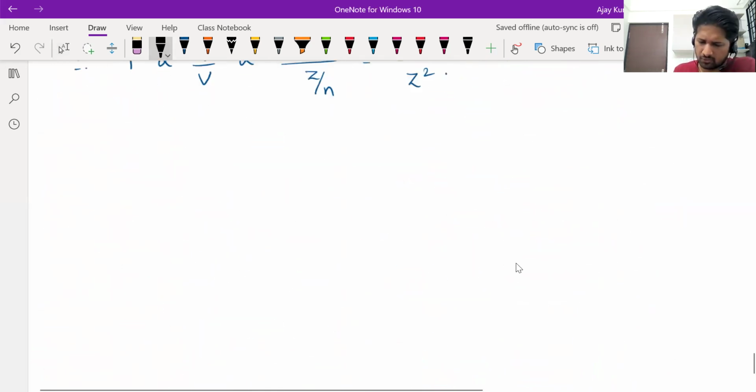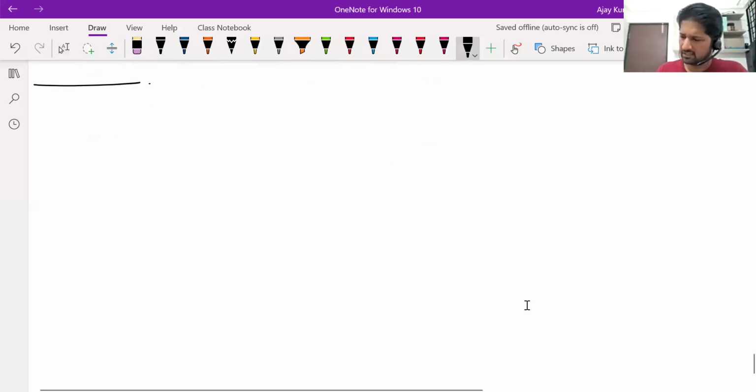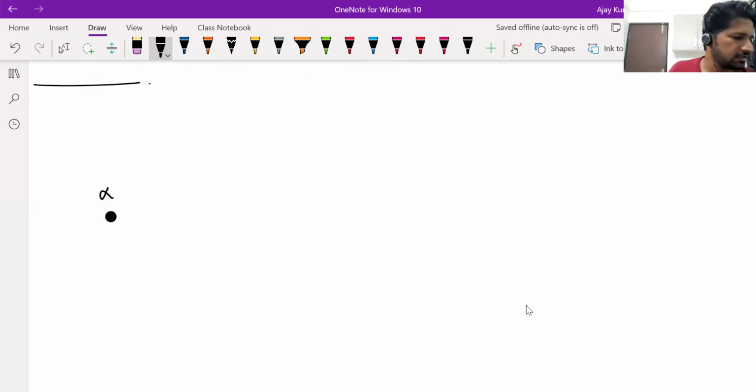Fine. I'll just give you some more ideas. Basically, these are slightly high level. Suppose this is an alpha particle, and let's say it is fired straight towards a nucleus. If the alpha particle is fired straight towards a nucleus, then it slows down, stops at a certain distance.